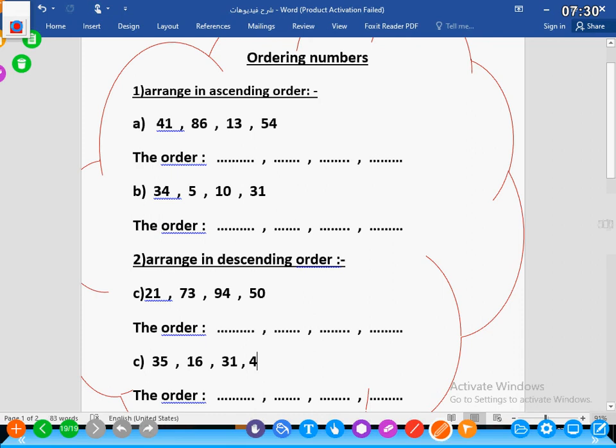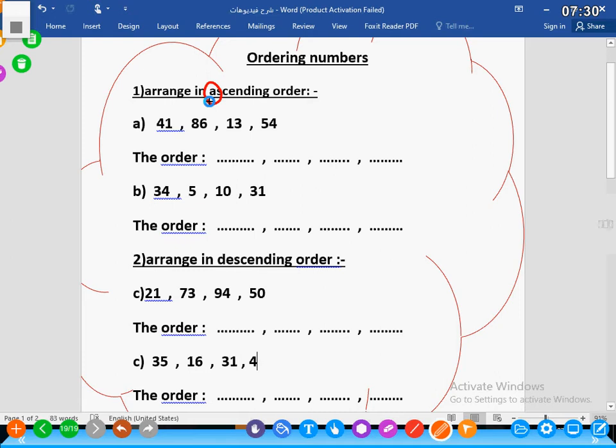Hello guys, our lesson today: ordering numbers, ascending and descending order. Let's see. Arrange in ascending order, from the smallest to the greatest. Now we have 41, 86, 13 and 54.